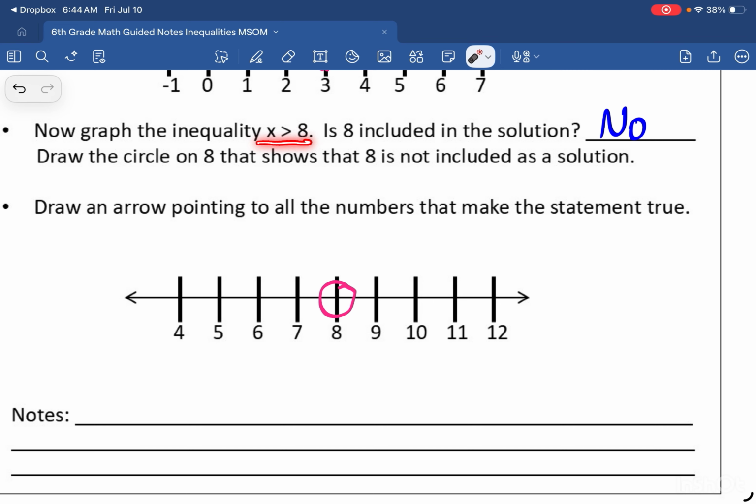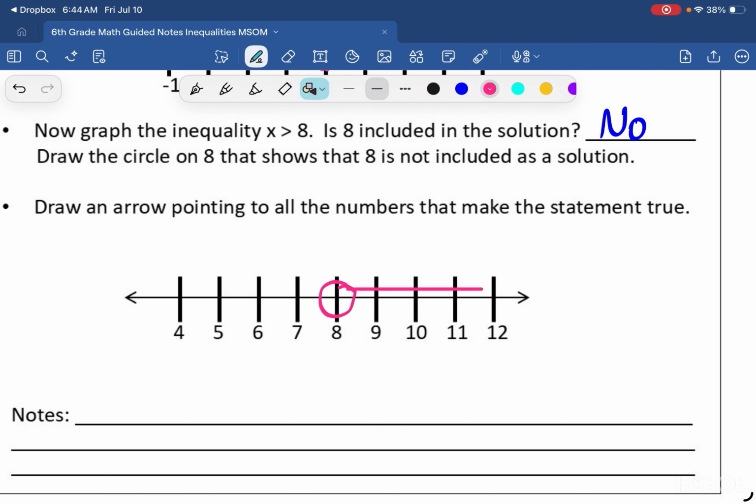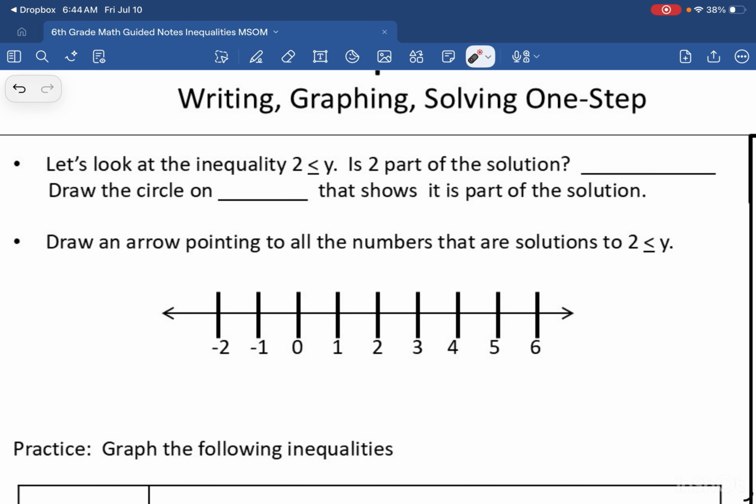Draw an arrow pointing to all the numbers that make the statement true. So we need the numbers that are greater than 8. X is greater than 8. So I'm going to draw an arrow to all the numbers that are greater than 8, just like that.